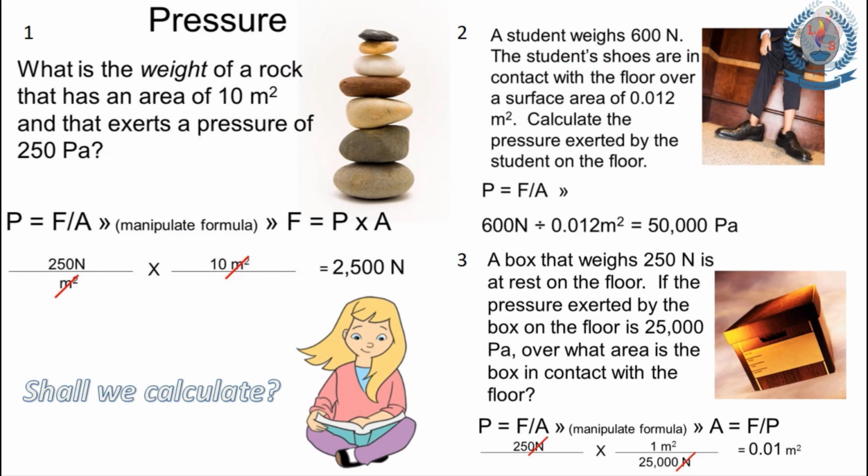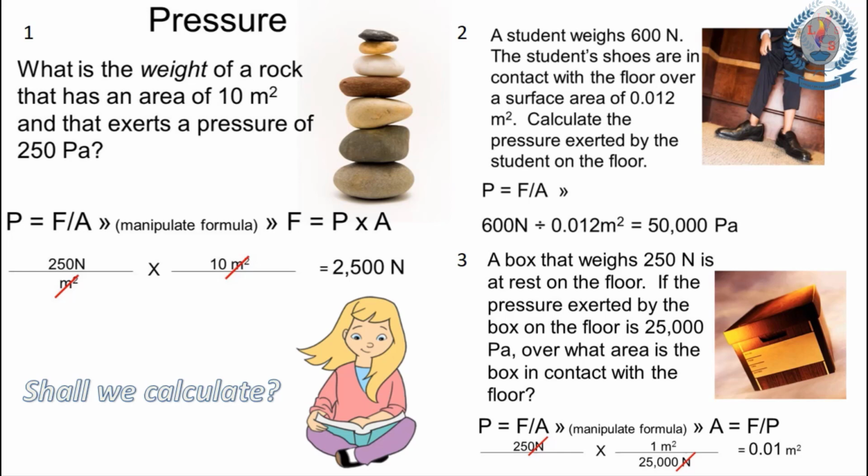Okay Pute, shall we apply the things we have learned so far? Now we have the sum P equals F over A. It means the pressure equals perpendicular force over contact area. Okay, so look at the first one. What is the weight of a rock that has an area of 10 square meter and that exerts a pressure of 250 Pascal? Here you have given the pressure as well as the area. So the thing you need to find is the force, right?